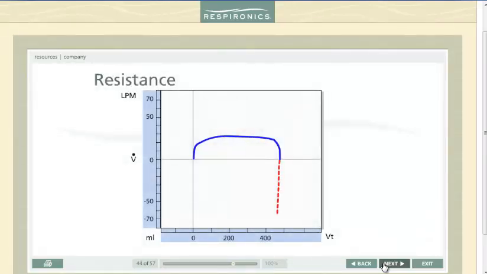This is a normal flow volume loop for a VCV breath. Inspiration is in blue and exhalation is in red. An abnormal flow volume loop is shown in purple. Note the decreased peak expiratory flow rate and the scooped-out pattern associated with increased expiratory resistance.